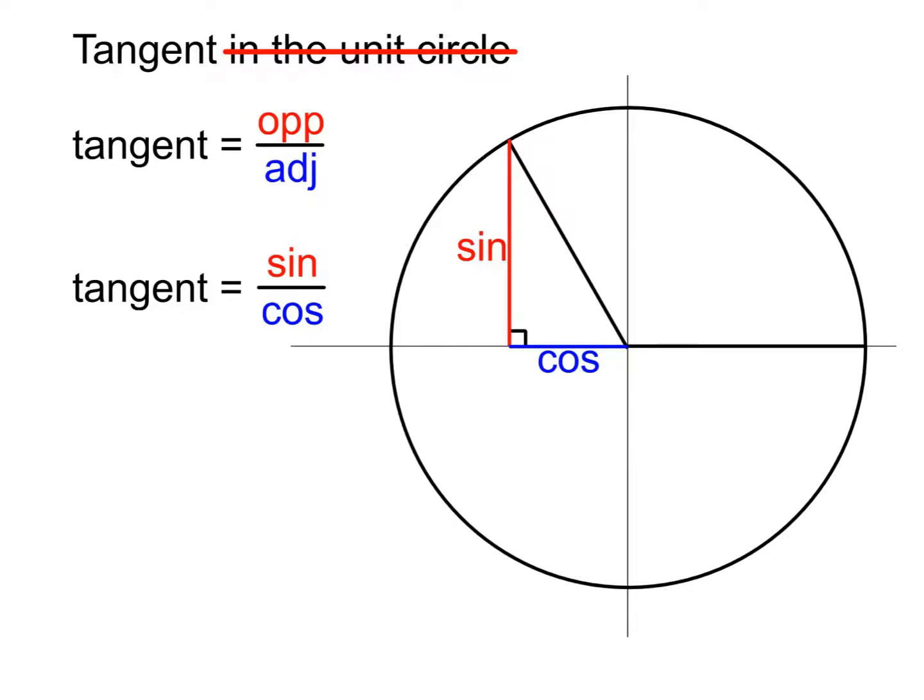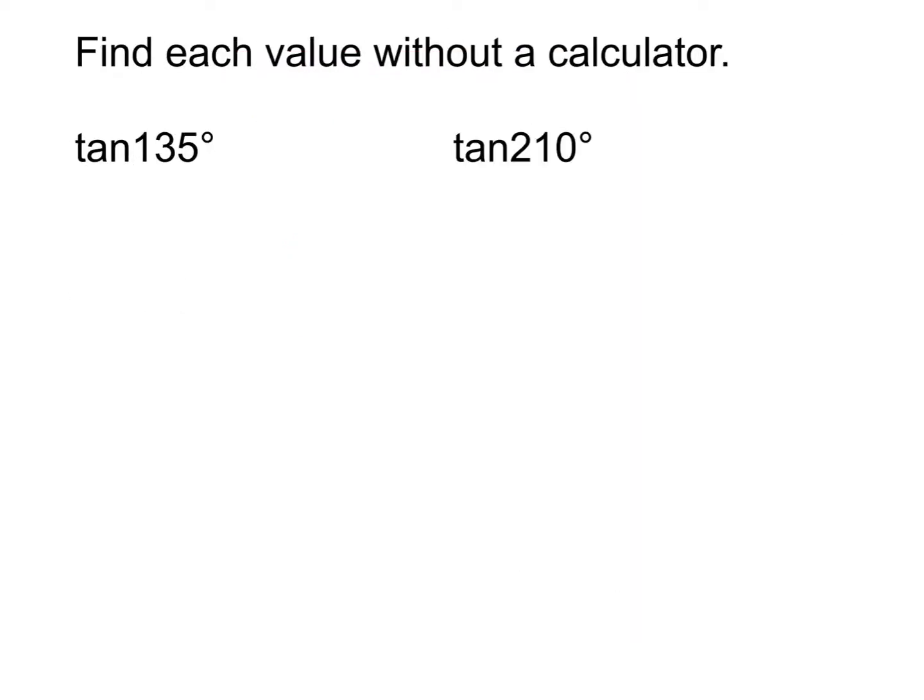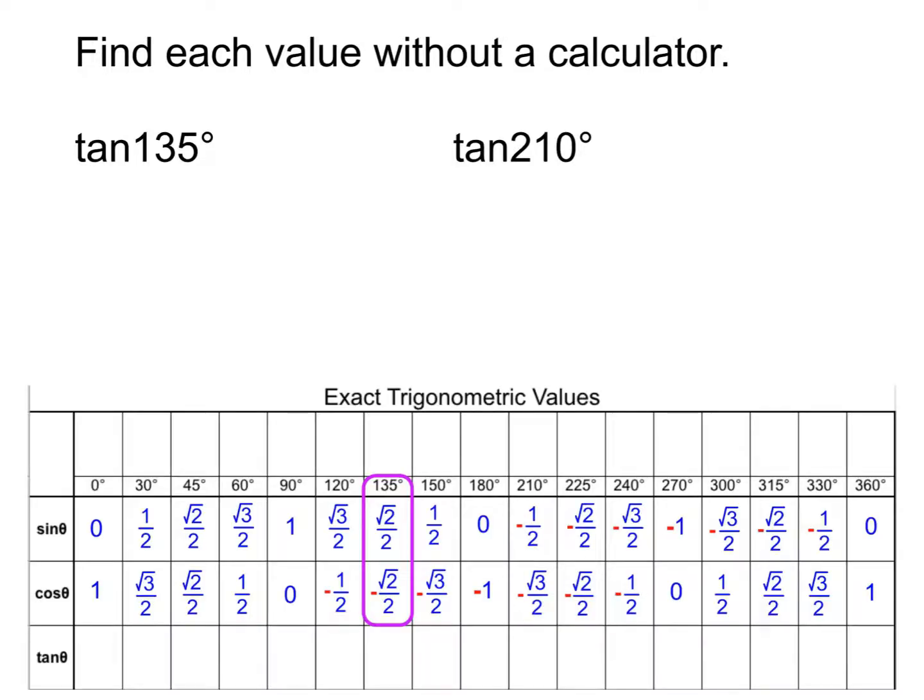All right, so if tangent is sine over cosine, that then gives us tools that we can use to figure out these two values, the tangent of 135 and the tangent of 210. Now I'm going to start with the tangent of 135 here. Going back to my table, I can find out what the sine and the cosine of 135 degrees are. Hence why our table needs to be accurate, because we're going to be using it to find our tangent values.